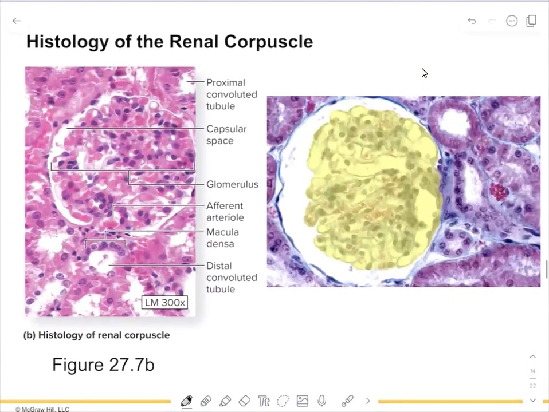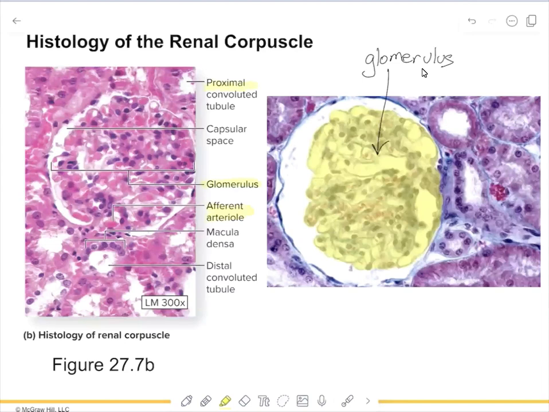So let's look at the histology of the renal corpuscle first here. Shown on the image to your right is the glomerulus, which is what's highlighted on the image to your left here. The afferent arteriole brings blood into the glomerulus. The efferent arteriole takes blood out of the glomerulus and leads to the peritubular capillaries or the vasa recta.